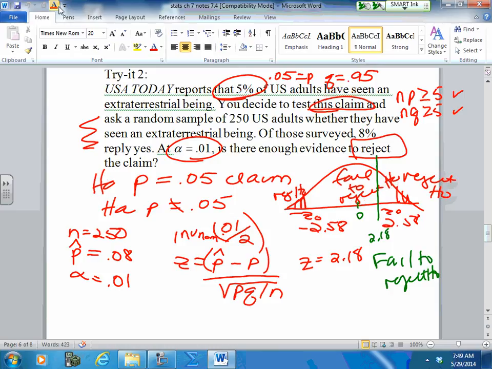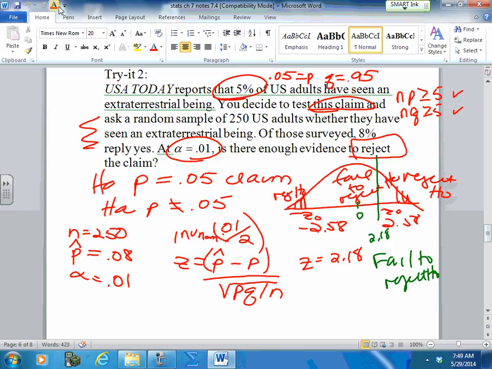Once you find this, you go to your chart. You say your claim is your HO. To reject your HO, that means you have to go along with your HO. So you say, there is not enough evidence to reject the claim that the proportion of U.S. adults that have seen an extraterrestrial being is 5%. You need to put that claim in there. You need to say that out. That's your final statement after you do all this testing.